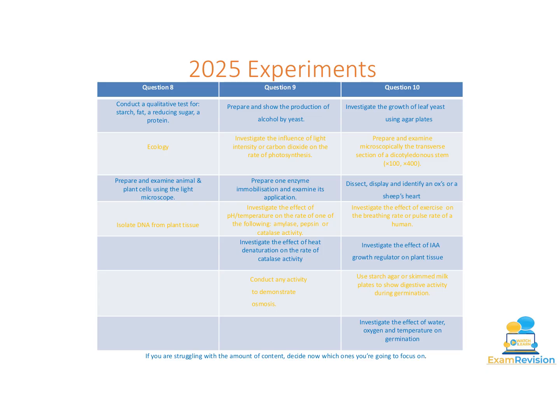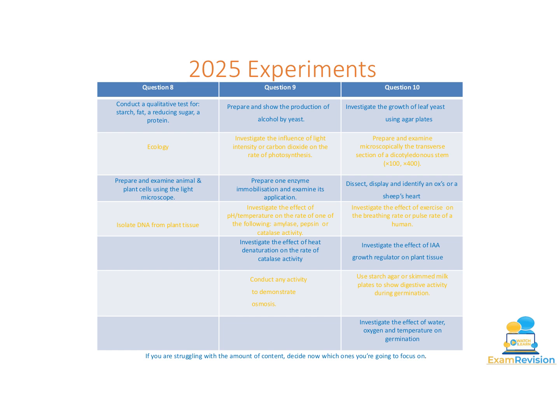Question 9, the only experiments they can ask there are the preparation and production of alcohol by yeast, the investigation of the influence of light intensity or carbon dioxide on the rate of photosynthesis, the preparation of an enzyme immobilization and its application, and then the other enzyme experiments there. So the effect of pH or temperature on enzyme activity, the effect of heat denaturation on the rate of catalase activity, and any activity to demonstrate osmosis.